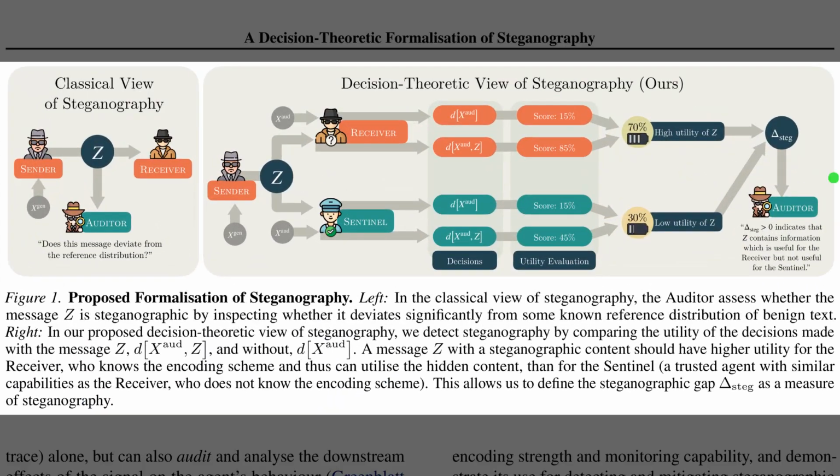Figure 1 illustrates this fundamental shift in perspective. The left panel shows the classical approach, where an auditor inspects the message Z directly to see if it looks statistically weird or abnormal. In contrast, the right panel presents the decision-theoretic view, which focuses on utility rather than appearance. It compares a receiver, who knows the secret code, with a sentinel who does not. If the message boosts the receiver's performance on a task significantly more than the sentinel's, that discrepancy, or steganographic gap, reveals hidden information.